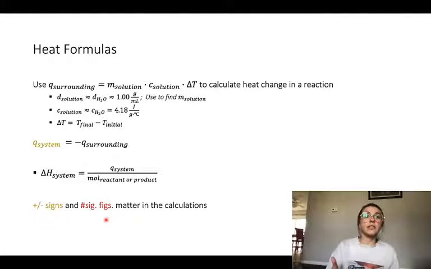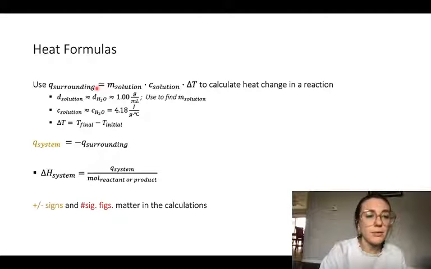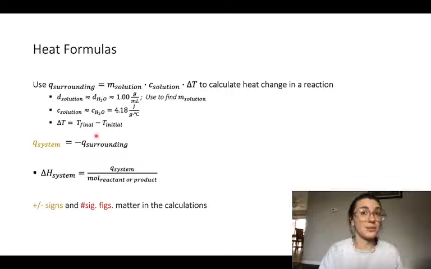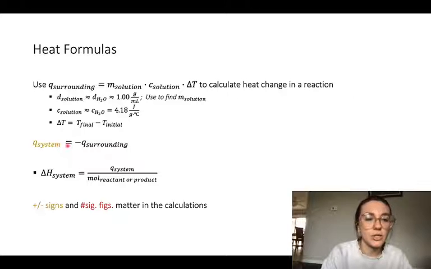Not only in this lab and in the next lab, your 12 and 13 lab, are these sig figs going to count, but these signs are going to count. If you flip the sign, I'm going to have to take off tons of points because it's actually very incorrect. So please, please, please focus. Did I find Q surrounding or did I find Q system? You were usually calculating Q surrounding. So just look at the question and ask, is it asking me for that or is it asking me for Q system? Okay? Because the signs are opposite.